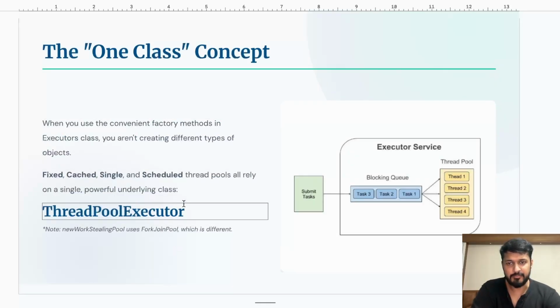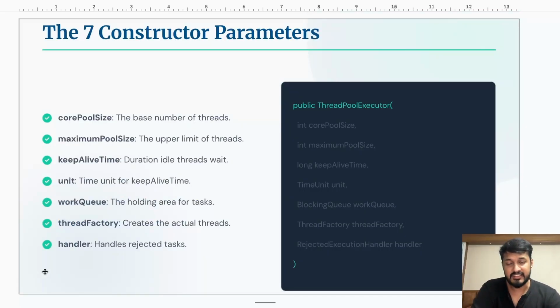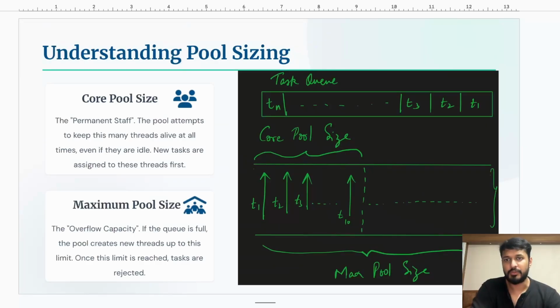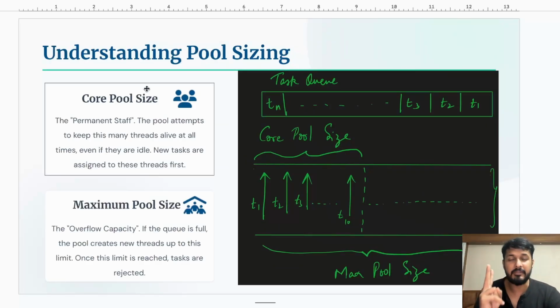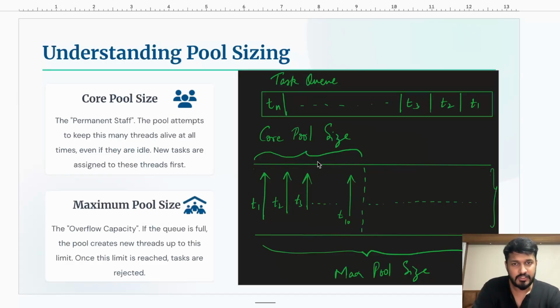Right? So we have ThreadPoolExecutor class. These are the 7 parameters that ThreadPoolExecutor class has. And now, let's start with the 2 parameters that define the scale of the thread army, core pool size and maximum pool size. So core pool size is the base number of threads the pool tries to maintain. Threads in the core pool will not be terminated even when they are idle. So think of them as your permanent staff. They are always ready to take a task.